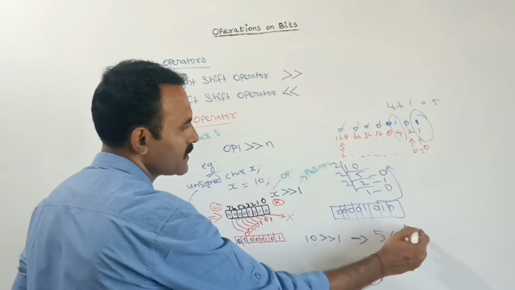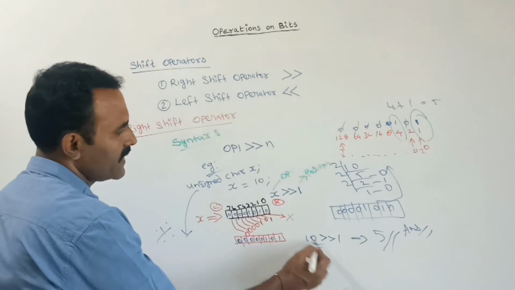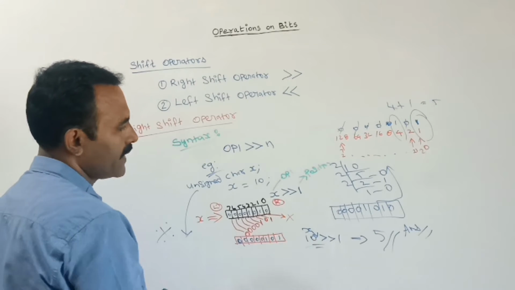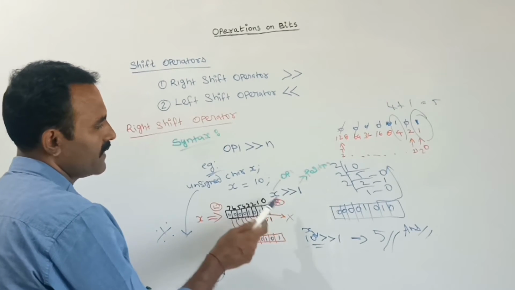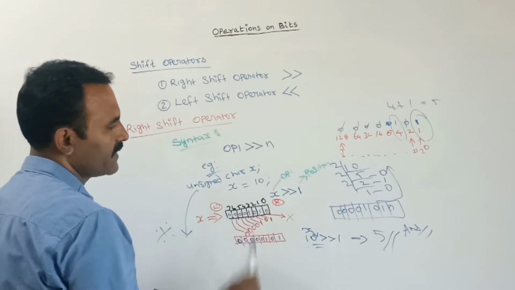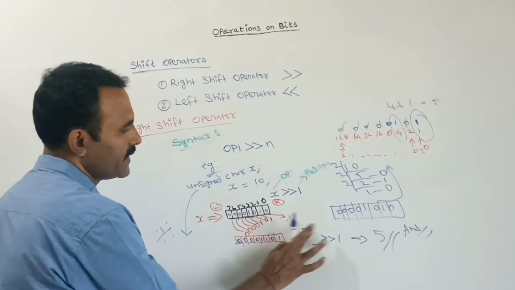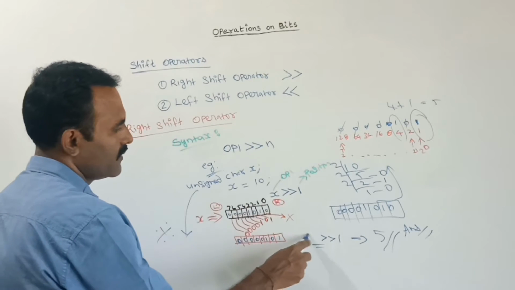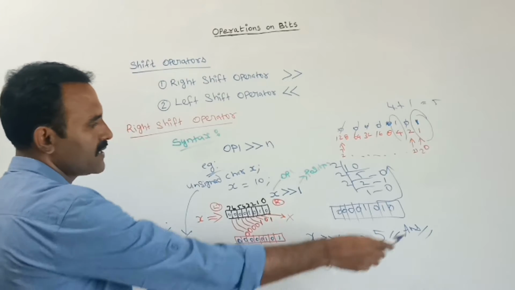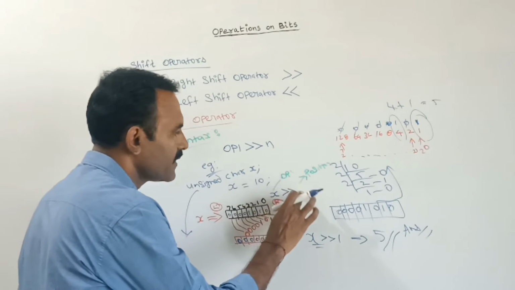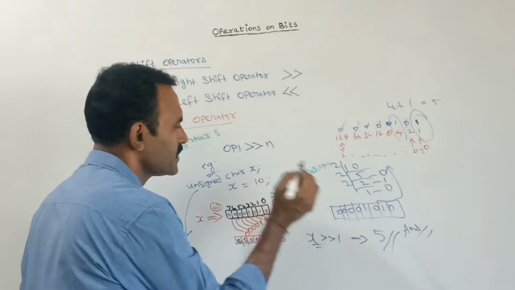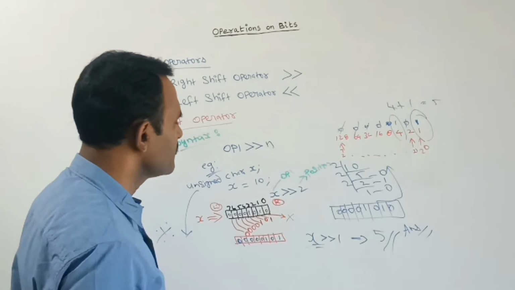5 is the answer. Here the x value is 10. I am right shifting this x with 1. We can give the operand value as a variable, or we can directly give the value also. So if I am right shifting x with 1, then the answer is 5. Next, let us say suppose I am right shifting 2 positions, then what will be the answer?